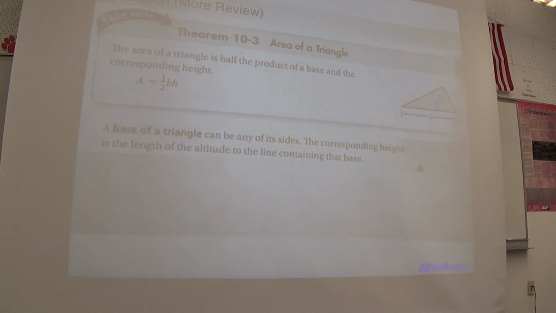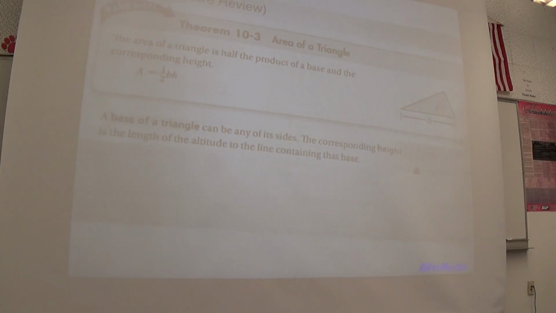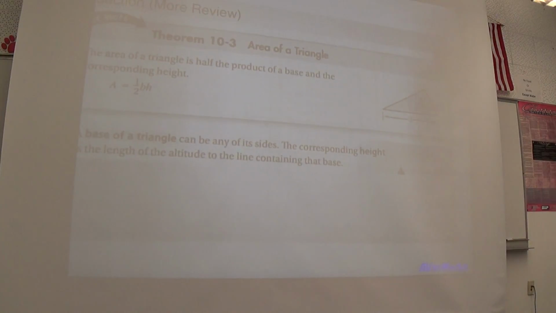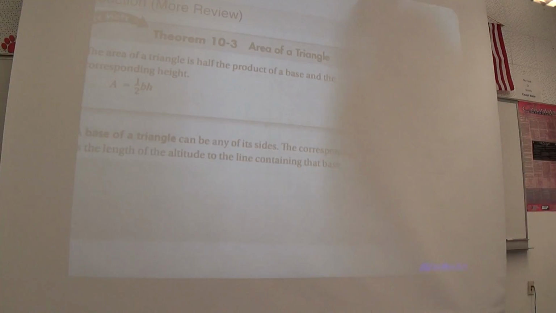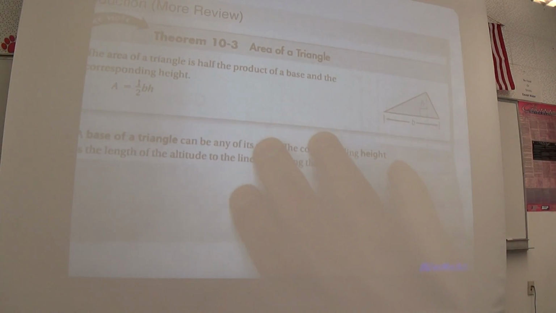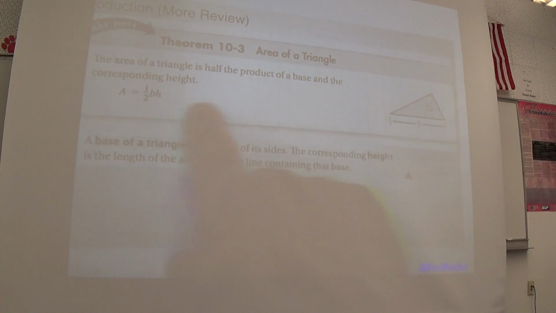Make sure you use lowercase letters when you are writing it down, because uppercase B stands for something other than base. It stands for area of the base. So when you have a capital B here, it's talking about the area of the base, not the length of the base. So the area of a triangle is half the product of the base and the corresponding height.